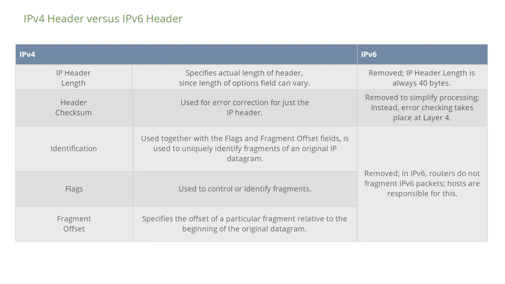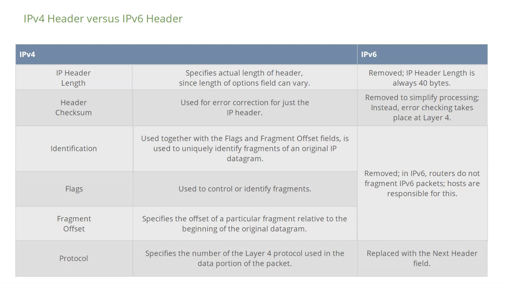IPv4 provides several fields that are used when a router fragments a packet: identification, flags, and fragment offset. These are removed in IPv6 because IPv6 routers do not fragment packets. Instead, hosts are responsible for dividing the data into appropriately sized packets before sending them. Again, you can see that functions performed by IPv4 routers are offloaded in IPv6, with the result that IPv6 routers can process these packets much more efficiently.